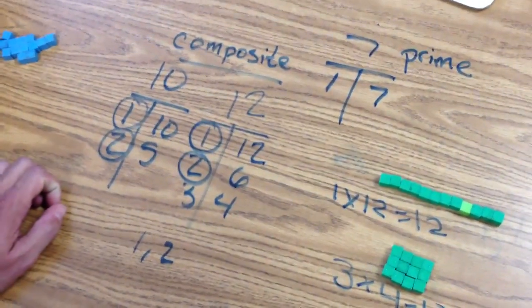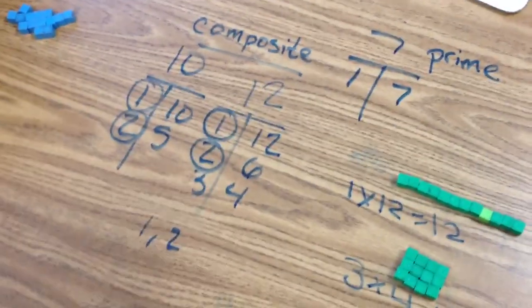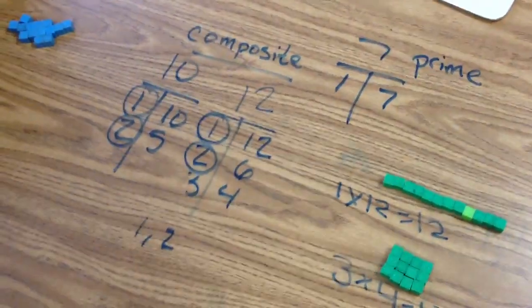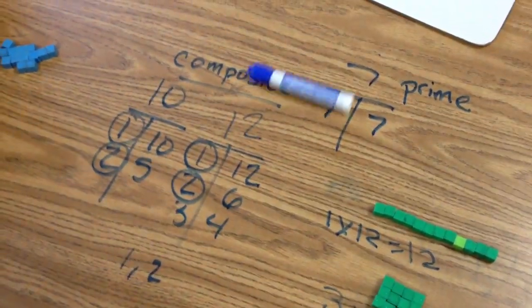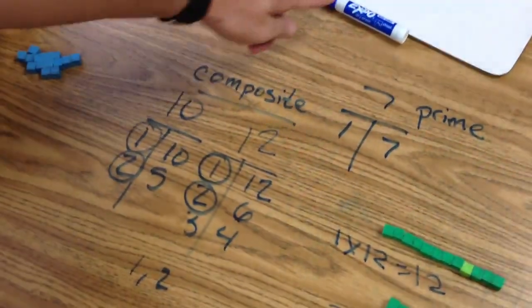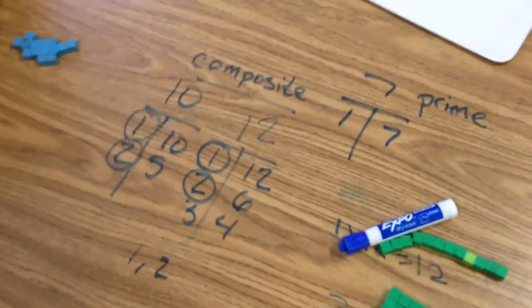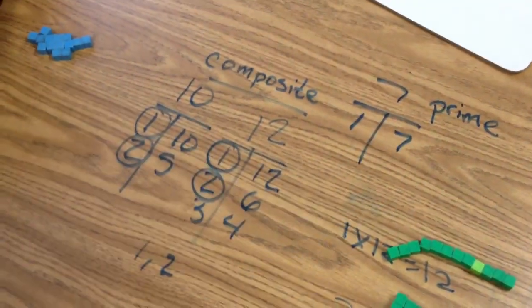Good job, Miss McGowan. And that's it. That's prime and composite for you. All right, guys, I tell you what, why don't you see if you can find 5 prime numbers and 2 composite numbers for us. Just list them on your paper.